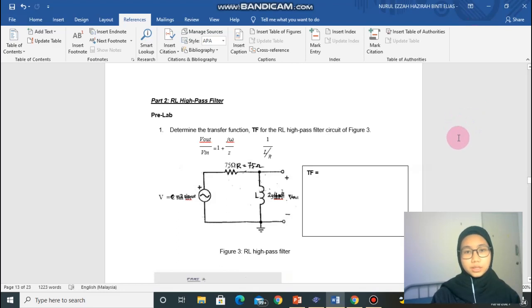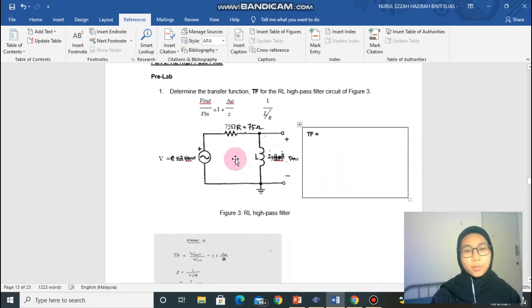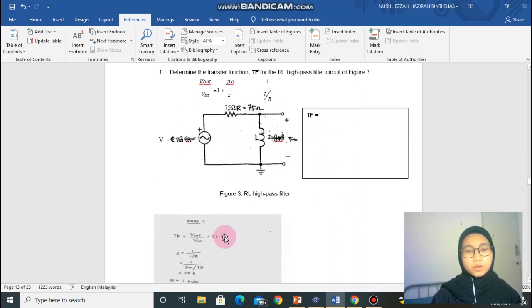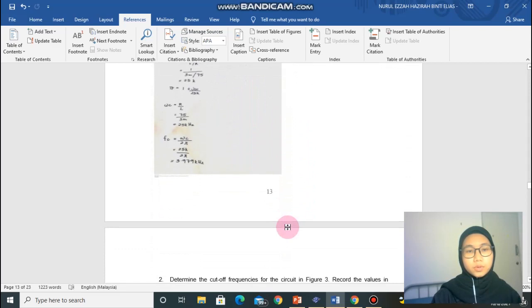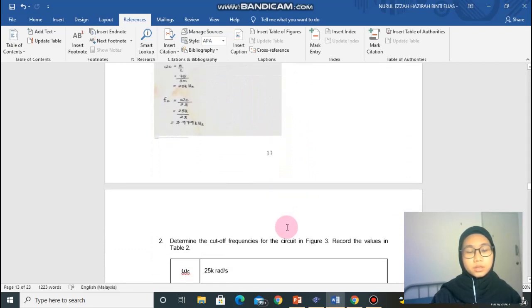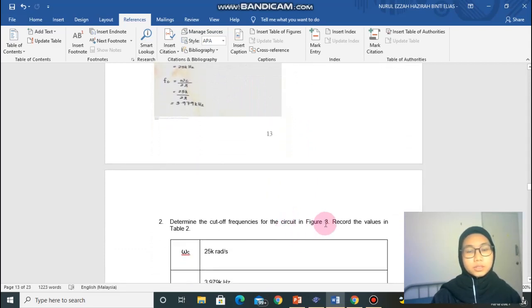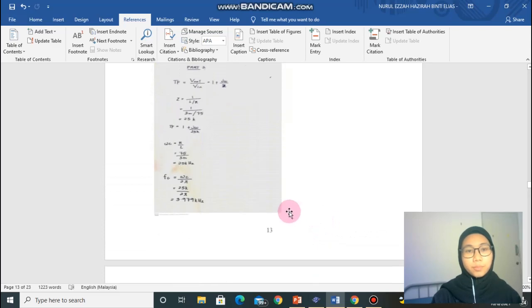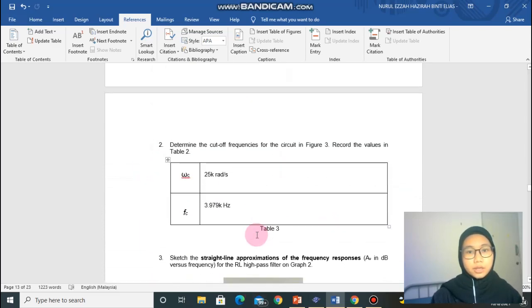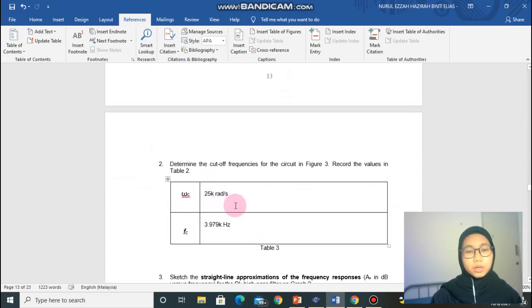Assalamualaikum, my name is Nurul Izzah Hazira binti Ilyas and I will present about the RL high pass filter. Firstly, we want to determine the transfer function by using the formula given. And we will determine the cutoff frequencies for the circuit in figure 3 by using the formula given. And this is what we get after we calculate.